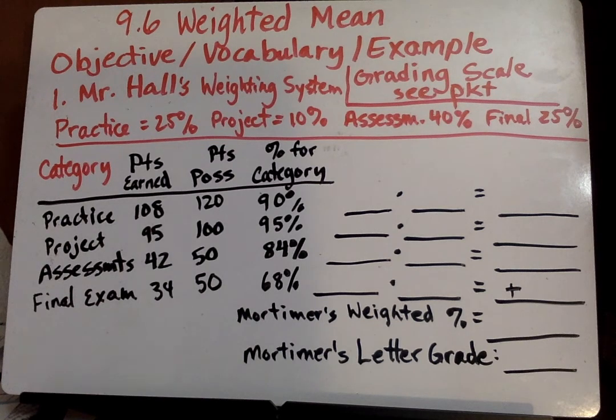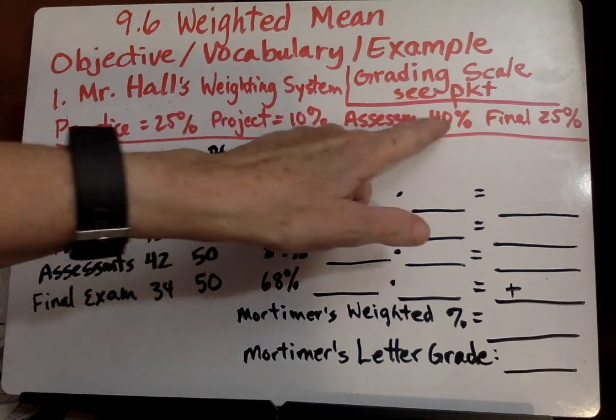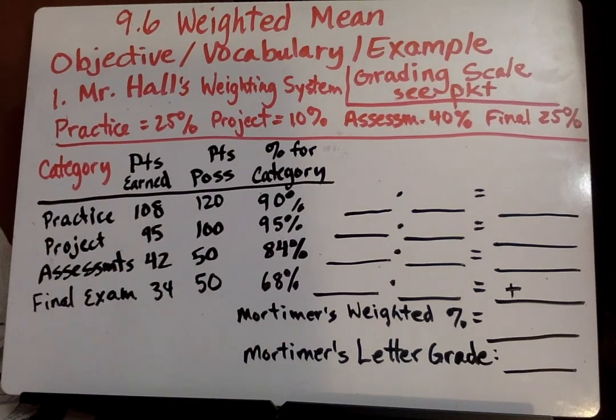Examples. Mr. Hall has a weighted grading system. Given Mortimer's scores, calculate Mortimer's grade in Mr. Hall's class. His system is practice is 25%, projects are 10%, assessments are 40%, and the final exam is 25%. You can also look at the grading scale in your packet: A, 94 to 100%, B, and you can see those there. We're going to get right to Mortimer's grades right here.